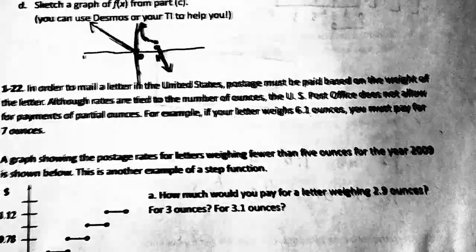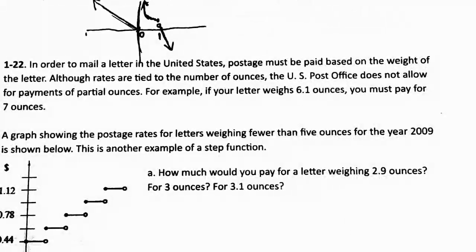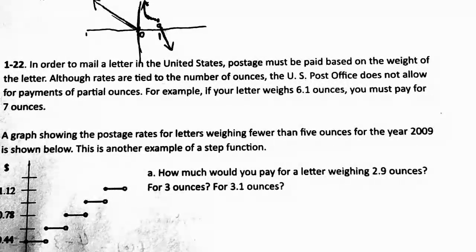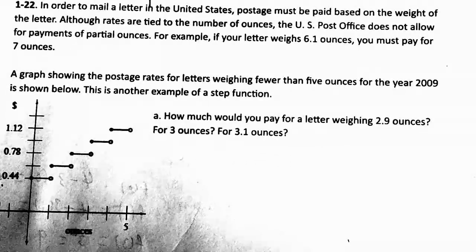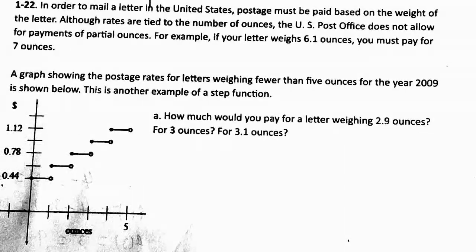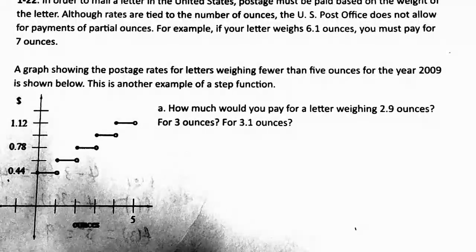All right. Last question. In order to mail a letter in the United States, postage must be paid based on the weight of the letter. Although rates are tied to the number of ounces, the U.S. Post Office does not allow for payments in partial ounces. For example, if your letter weighs 6.1 ounces, you must pay for 7. The graph shows the postage rates below for letters weighing fewer than 5 ounces for the year 2009. This is an example of a step function. How much would you pay for a letter weighing 2.9 ounces?